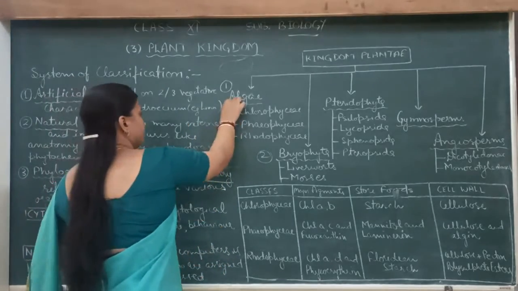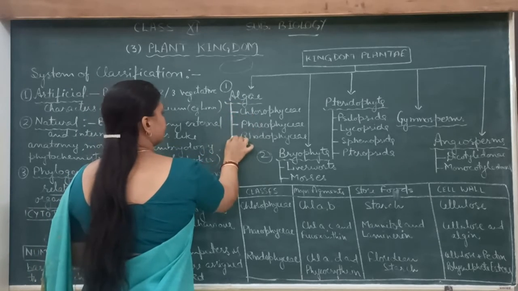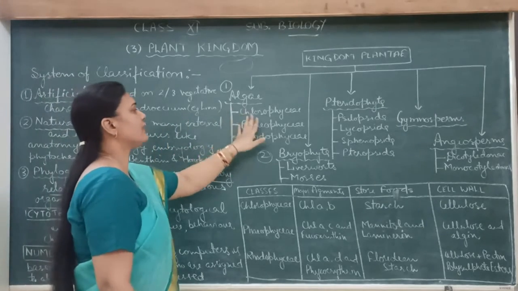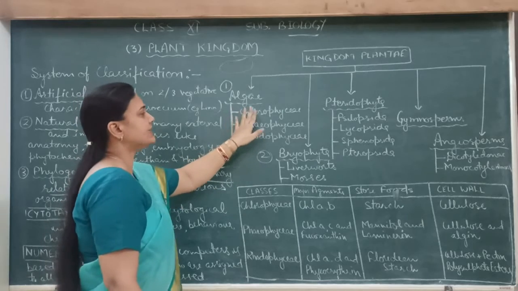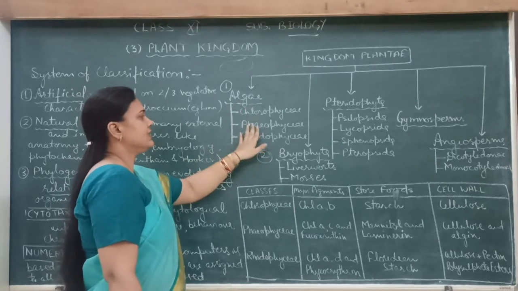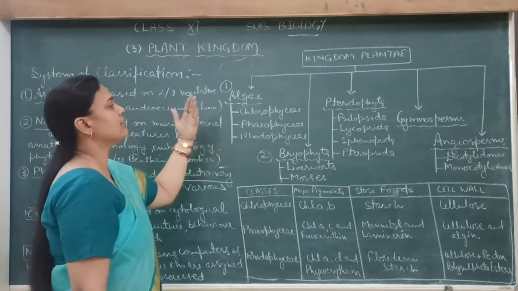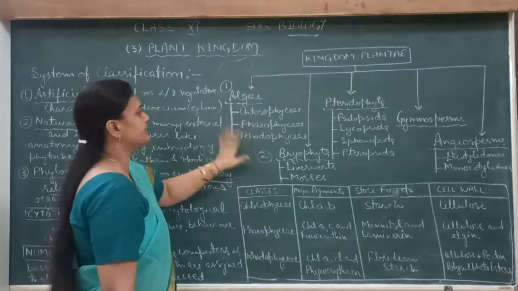And we can differentiate all the algae into different classes. In our syllabus only 3 classes are there, that is Chlorophyceae, Phaeophyceae and Rhodophyceae. Chlorophyceae is the green algae, Phaeophyceae is the brown algae and Rhodophyceae is the red algae, according to the presence of pigments. Different types of pigments are present in those algae.